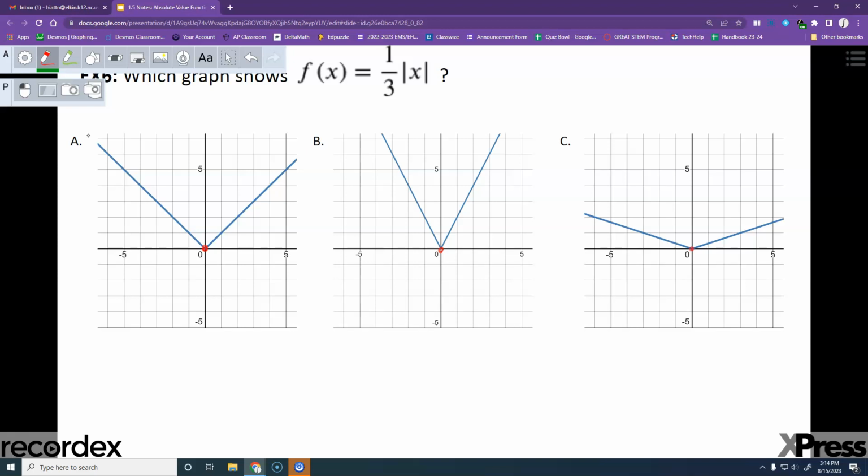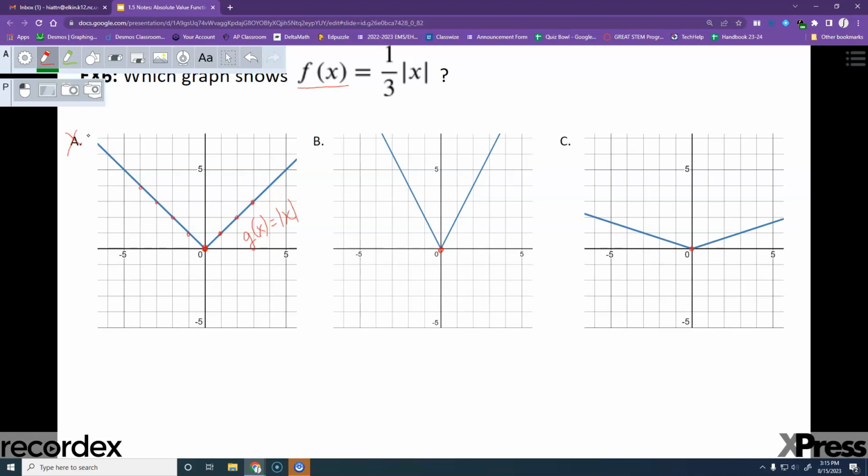And then just plain old absolute value of x would go up 1 to the right 1, up 1 to the right 1, up 1 to the right 1. So you can see here that this is not going to be our answer because this one right here is just absolute value of x. I should probably use a different letter there besides f, because we called that f up there. So this is just plain old absolute value of x. That is not the answer.